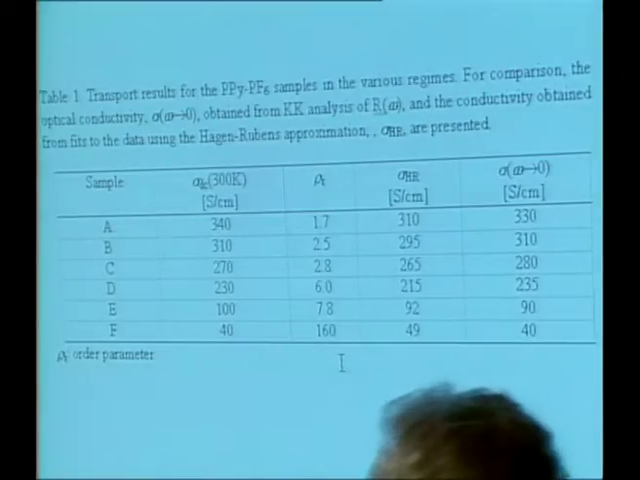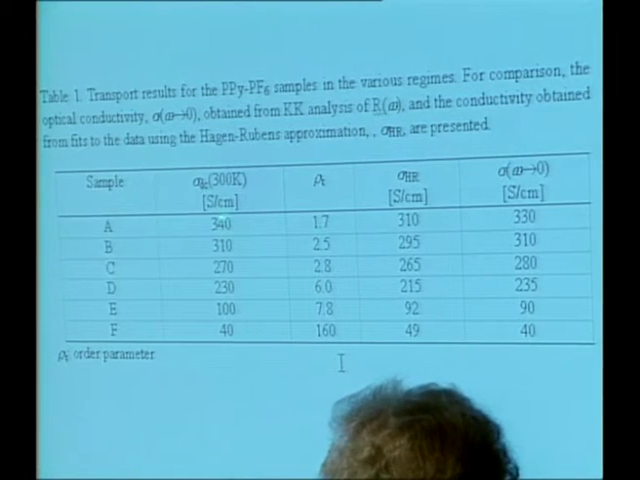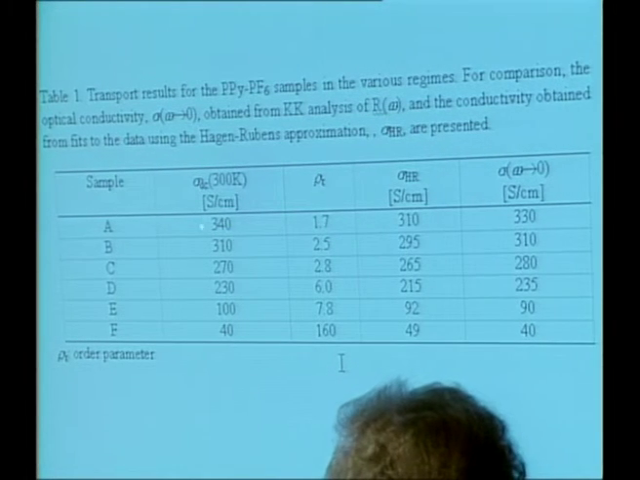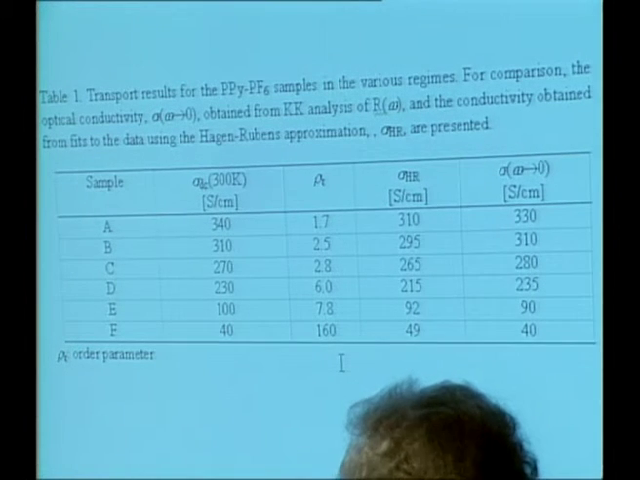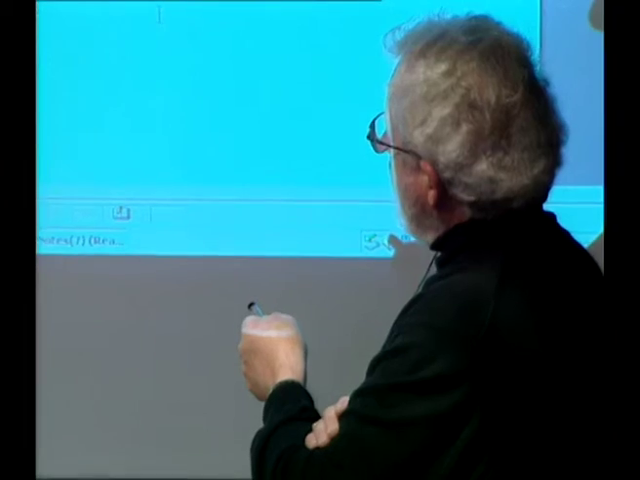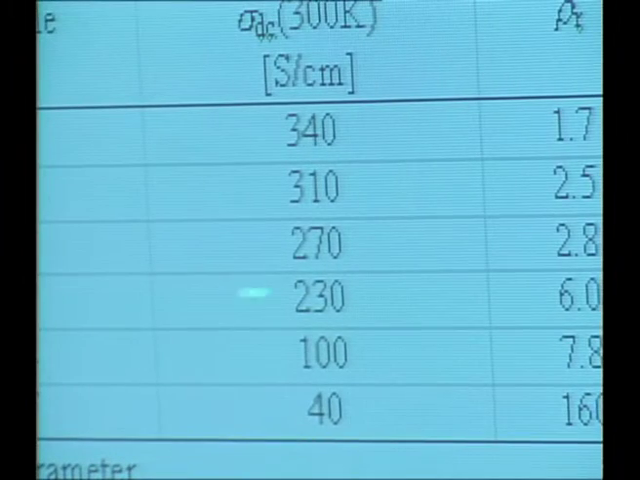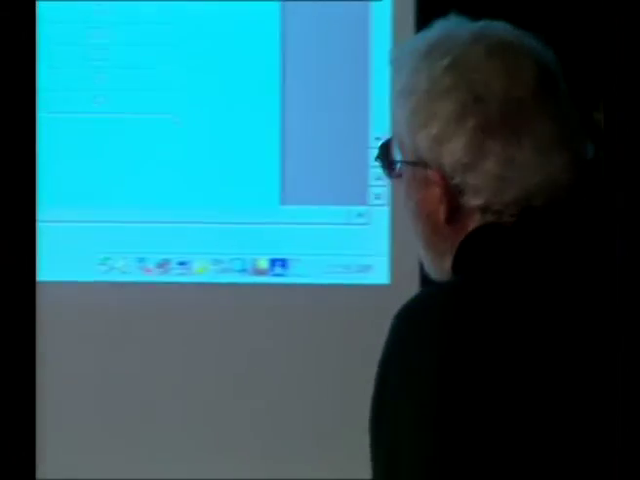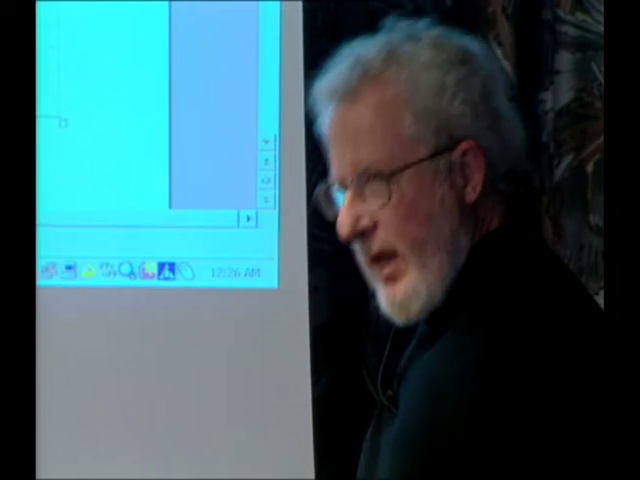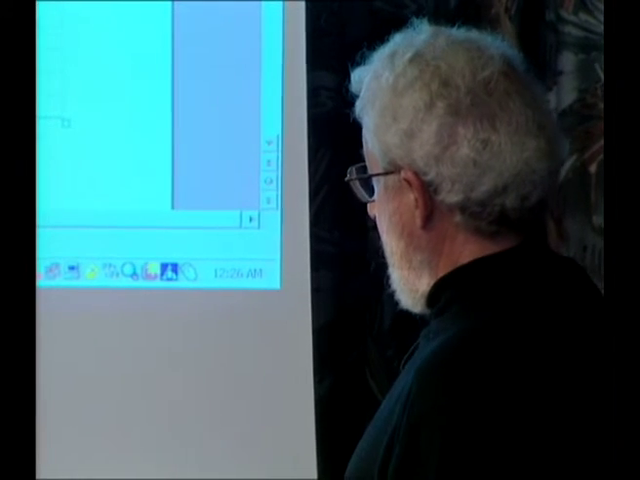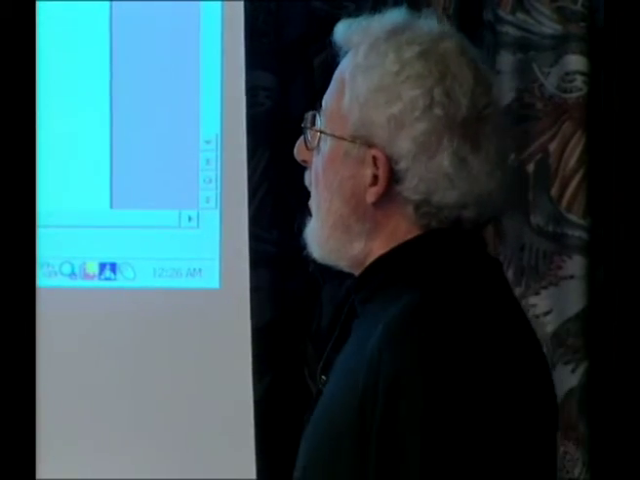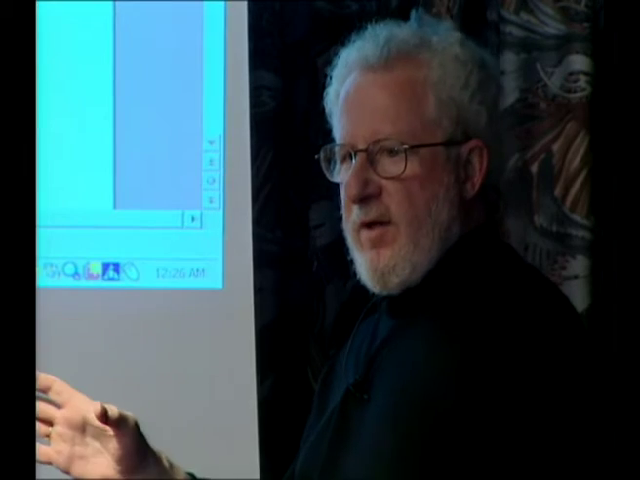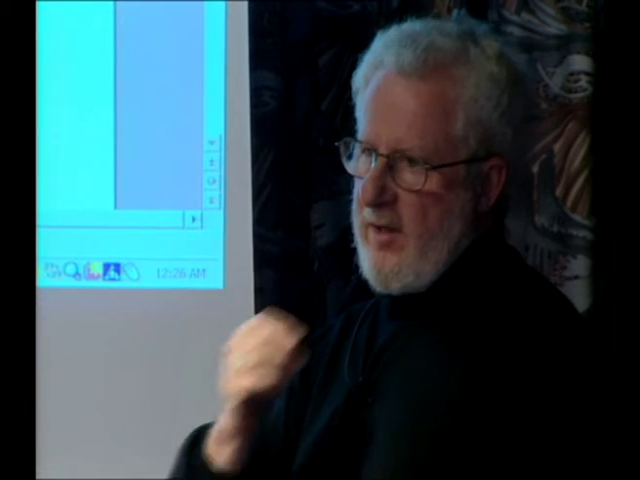But here are the data, okay? This first sample, which I said was most metallic, has a room temperature conductivity of about 340. The next sample is 310, the next sample 270, the next 230. So the conductivity is decreasing. If you go back and read Mott's early papers, he estimated in a very, very general sort of argument that the critical conductivity, which separates metal and insulator, was about 300. Okay?